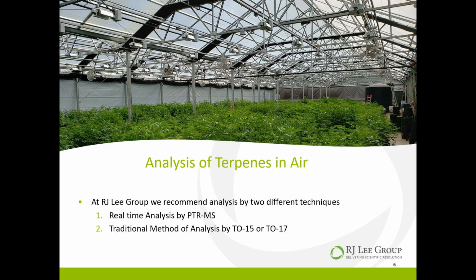Next slide, please. Now, when it comes to the analysis of terpenes in air, we look at it in two different ways. One is the hemp industry. Hemp is usually cultivated outside; they are not going to be cultivating hemp inside. But medical marijuana is cultivated inside, in greenhouses. So our approach with RJLG is recommending two different technologies for measuring the concentration of terpenes in air. One is real-time analysis by the PTR-MS. This is for outdoor, and it could be in the mobile lab. I'll talk more about the PTR-MS technology. The other is indoor, for the cannabis industry, using more traditional methods like TO-15 and TO-17.